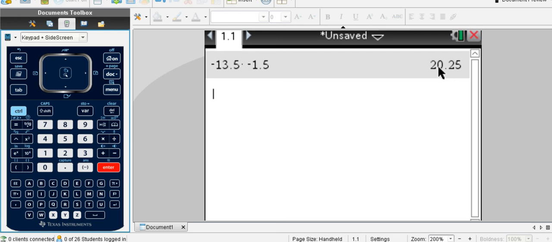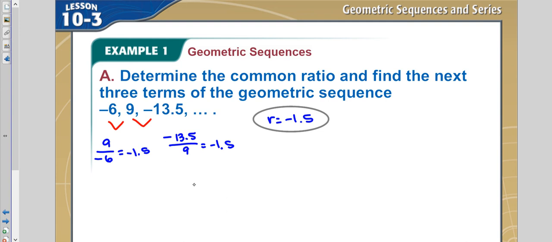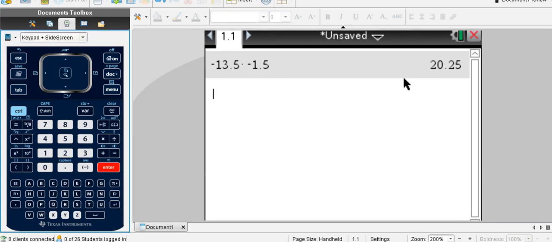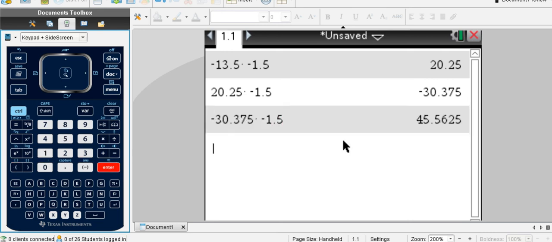So this is the first term, let's see, we have 1, 2, 3. So this would be the fourth term here. And if we wanted to find the fifth term, I would multiply it by -1.5. And if I wanted to find the sixth and final term, I would multiply this again by -1.5. And so these would be my terms.